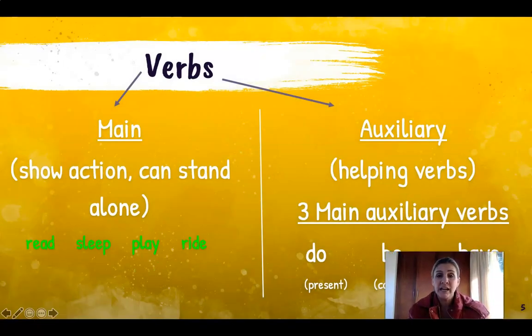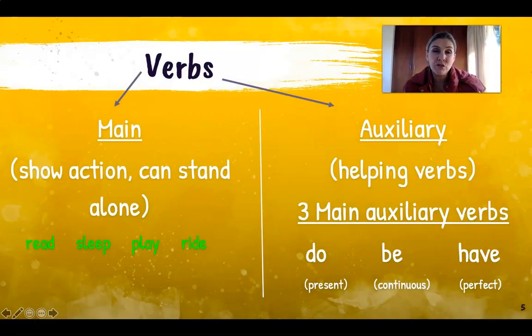So let's take a look at the difference between two types of verbs. So main verbs and auxiliary verbs. So your main verbs show an action, and they can stand by themselves. So for example, read, sleep, play, and ride. So if we go, he reads his book, she sleeps in her bed, they play outside, we ride our bikes. We don't need anything else there to attach to the word ride or play or sleep.